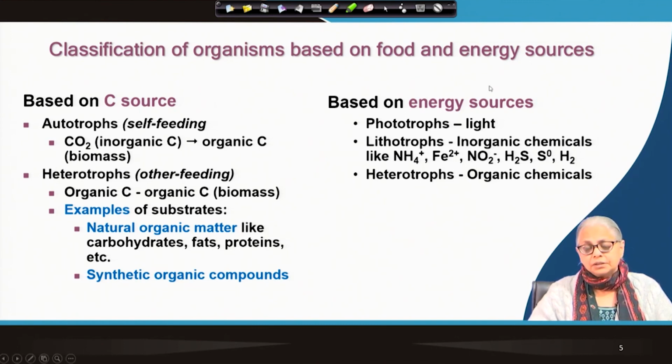If we look at the energy sources that microorganisms can utilize, there are three different types. The first is phototrophs. Phototrophs will utilize light and convert it to chemical energy in the form of compounds. Lithotrophs are not dependent on light.